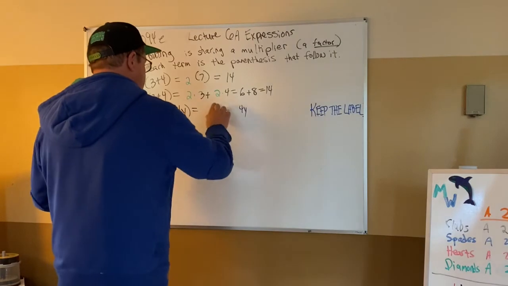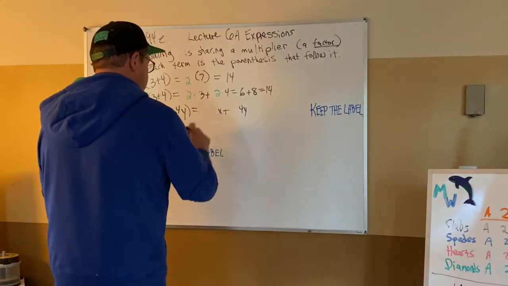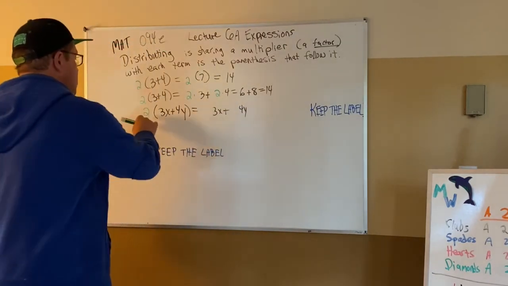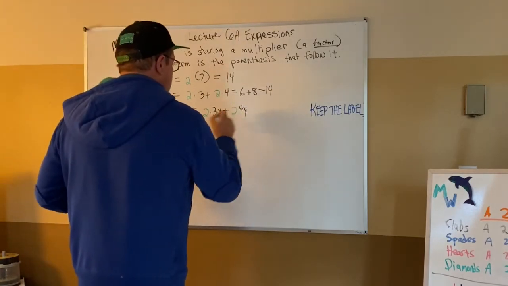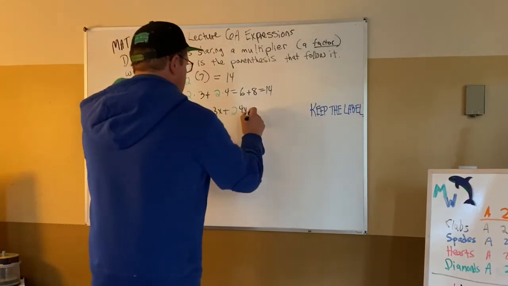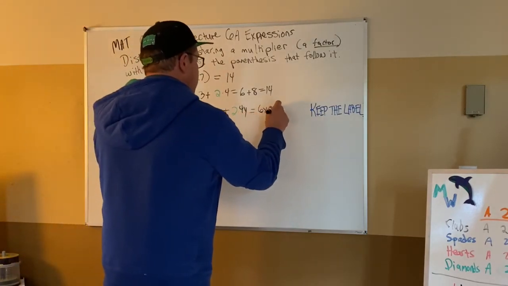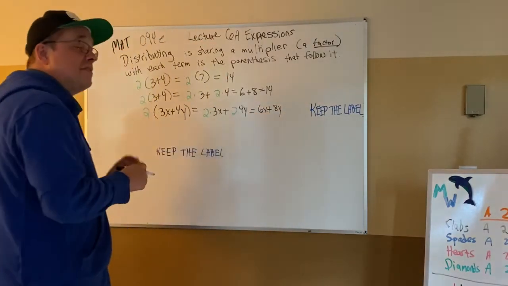Sorry, 2x, that's crazy. Come on, Knossos, get that right. 3. All right, here we go. 2 times the 3 with the x, and 2 times the 4 with its y. And now you'll get 6x plus 8y. And now the parentheses are gone.